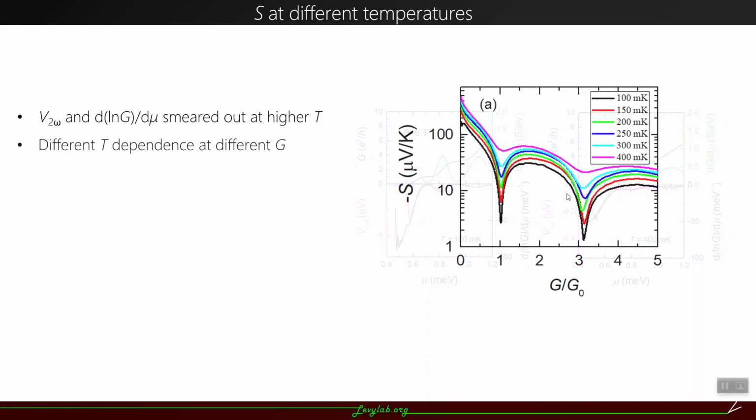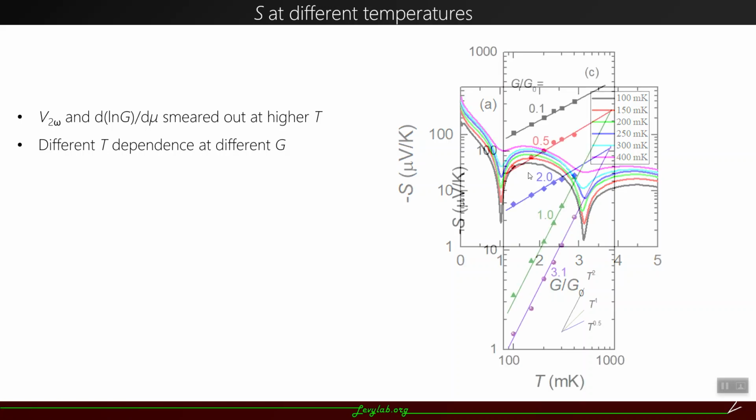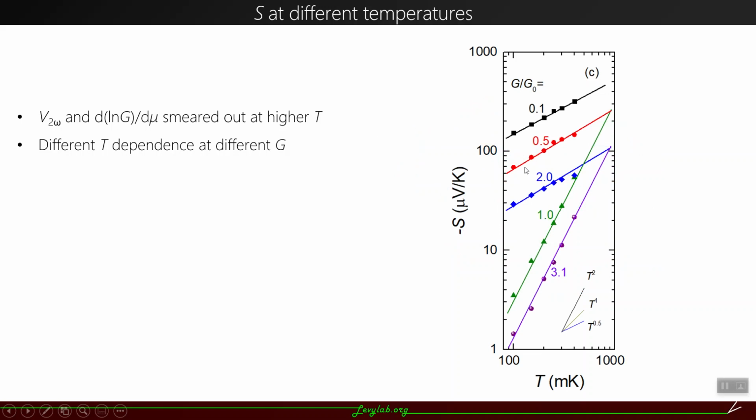We can plot the Seebeck coefficient as a function of conductance at different temperatures, and we can see the Seebeck coefficient at the conductance plateaus is more sensitive to temperature than the Seebeck coefficient at the other conductance values. To further explore the temperature dependence of the Seebeck coefficient at different conductance values, we pick different conductance values and plot the temperature dependence of the Seebeck coefficient together.